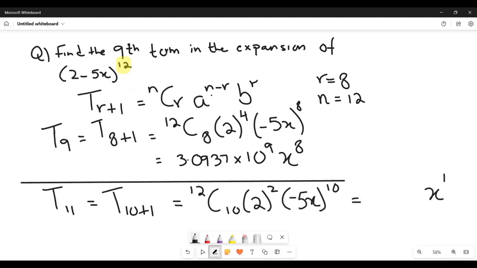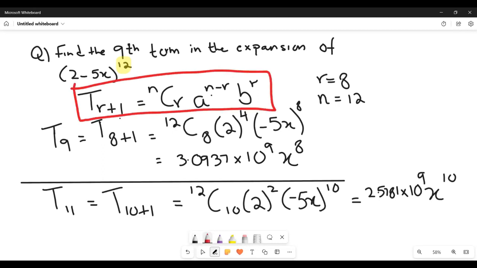It's going to be x power 10 for x. And this is going to be some huge number. Let's say 12C10 times 4 times minus 5 power 10. So that's going to be 2.5781 times 10 power 9. So this is a handy method to find a specific term directly, instead of expanding the expression and finding 9 terms till you get to x power 8, that would be pretty lengthy.